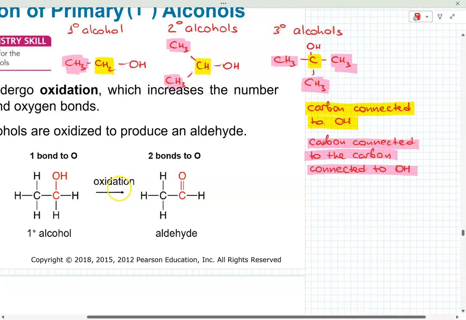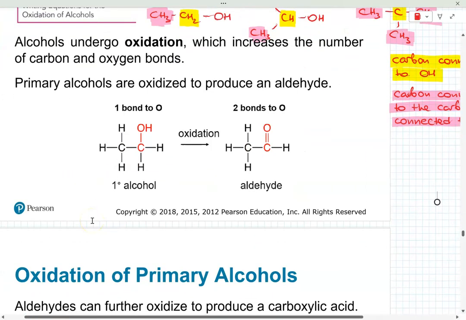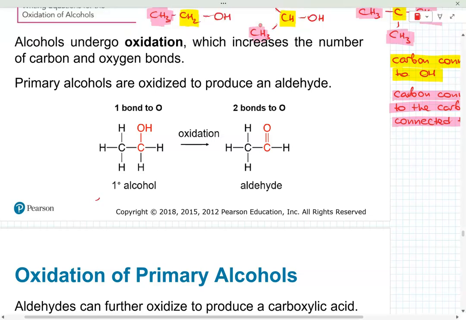Okay, let's go back to this illustration. So here's what happens. I have primary alcohol here. Okay? So in the left, in the primary alcohol, in ethanol on the left, how many carbon-oxygen bonds do you see?